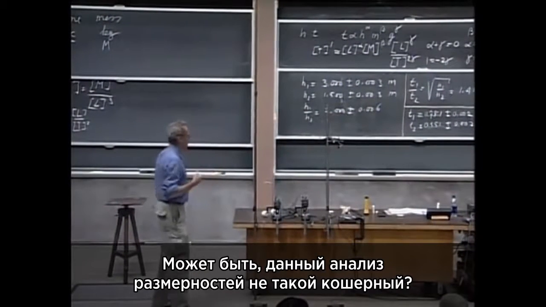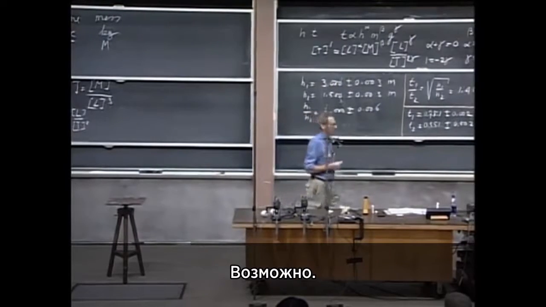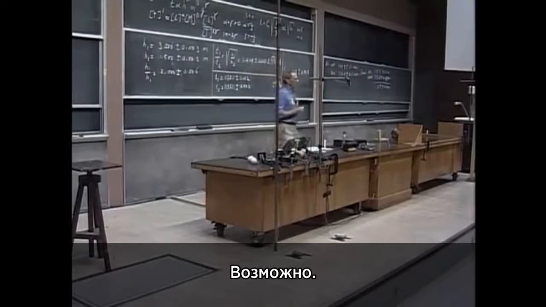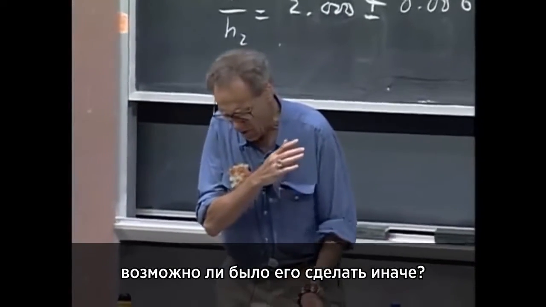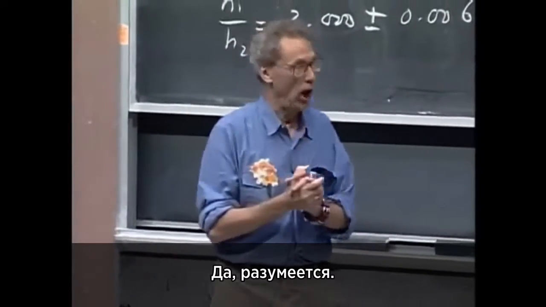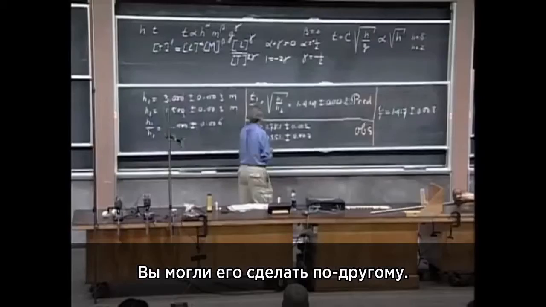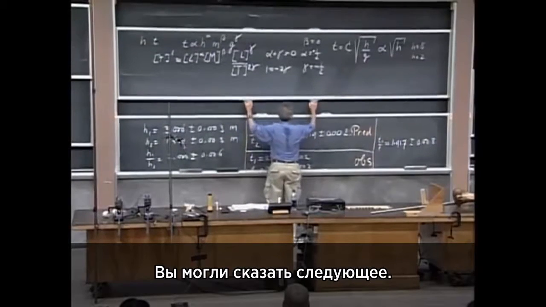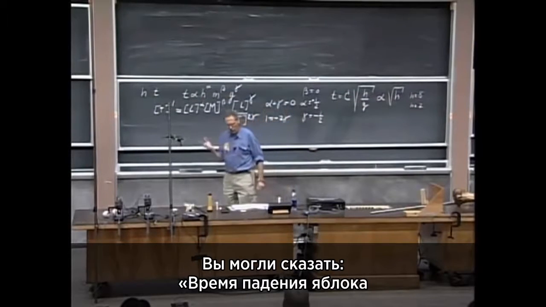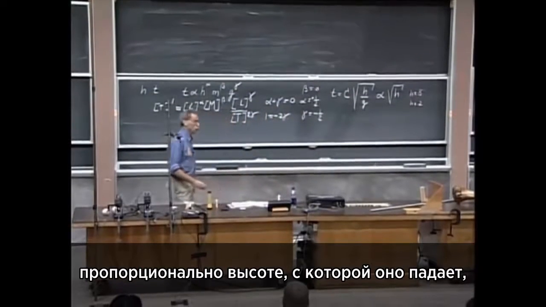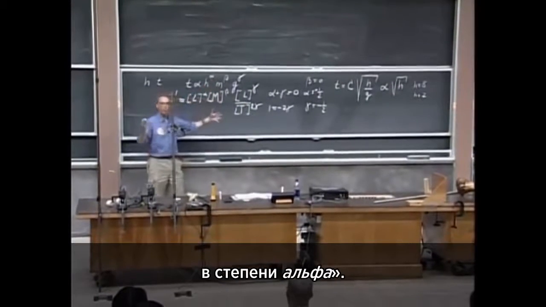Is this dimensional analysis perhaps not quite kosher? Maybe. Is this dimensional analysis perhaps one that could have been done differently? Oh yeah, you could have done it very differently. You could have said the following. You could have said the time for an apple to fall is proportional to the height that it falls from to a power alpha.